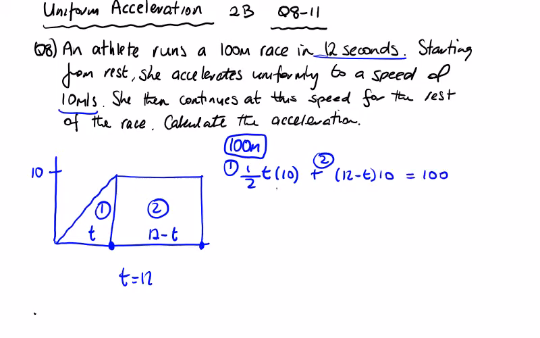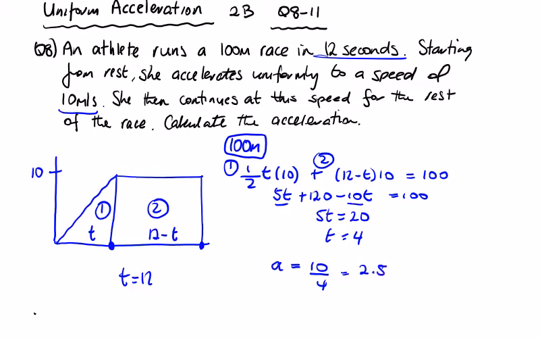So we're going to get 5t plus 120 minus 10t equals 100. So minus 5t will be minus 20, or 5t will be equal to 20. So the initial time to get to 10 meters per second is 4. And obviously acceleration is going to be my 10 divided by my 4. That's going to be 2.5 meters per second squared.